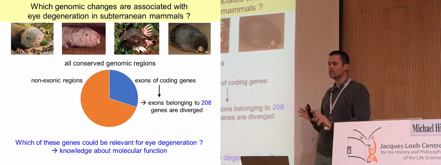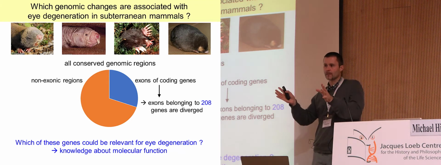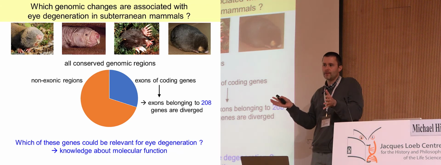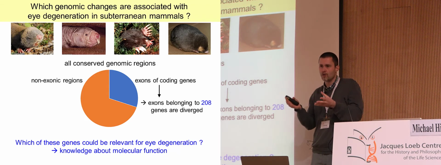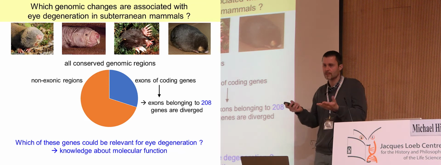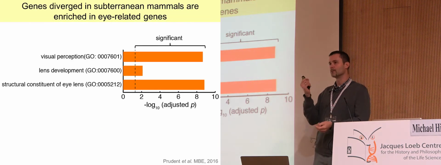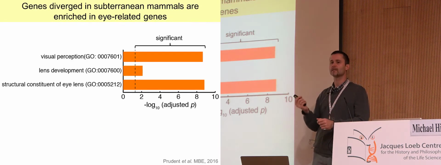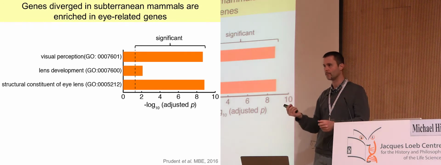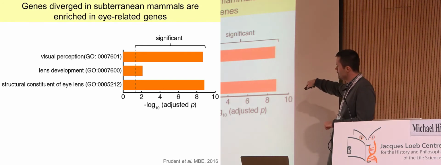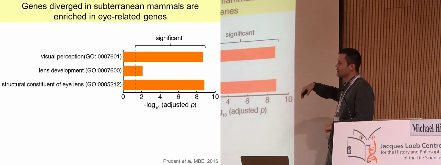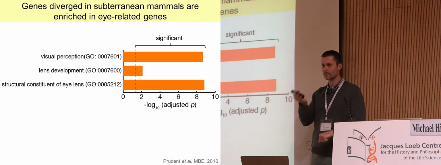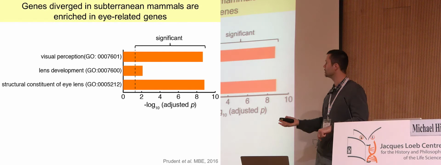And of course, when you do this, if you give me a set of genes, the chance that you find a few eye-related genes that have known eye-related functions is always there. So we were asking whether those 208 genes are actually statistically enriched in eye-related functions. And this was the case. You see here, on the y-axis, the minus log 10 of the adjusted p-value, so everything beyond this dashed line is significant after false discovery correction, or after correcting for multiple testing.